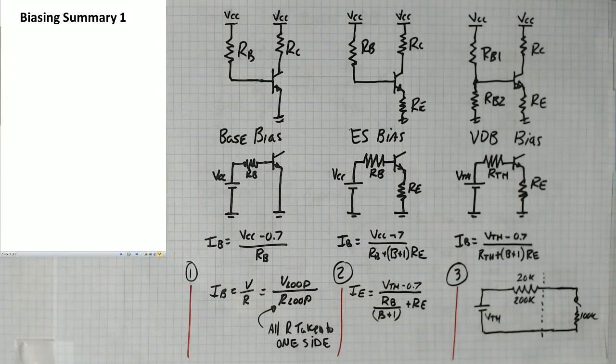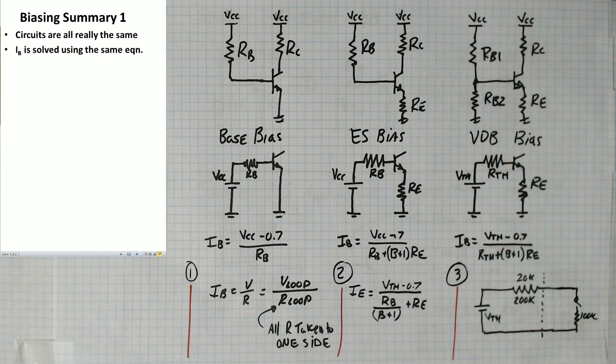Wrap up biasing with a bit of a summary here. So there were three biasing circuits. There was the base bias, the emitter stabilized bias, and the voltage divider bias. These circuits are really the same circuit. Once we take the base resistors and Thevenize them into a base drive, you have the same circuit, and you would solve them the same way.